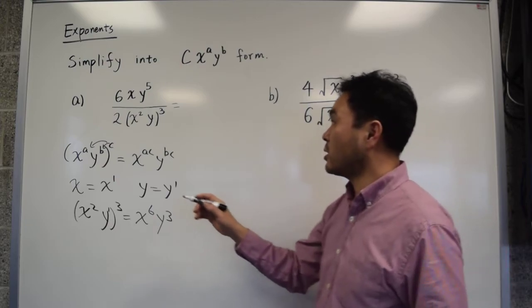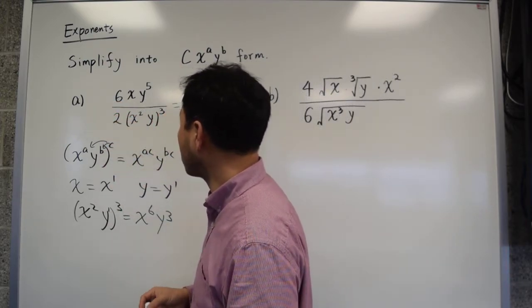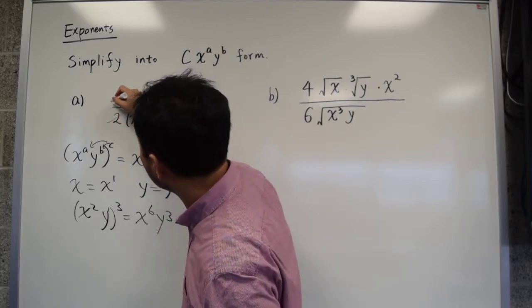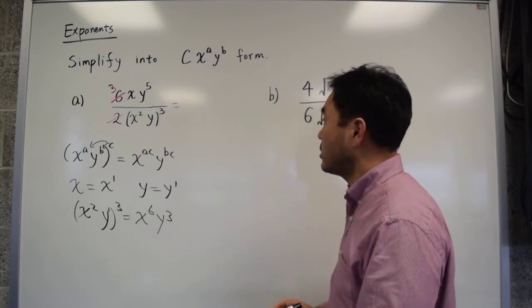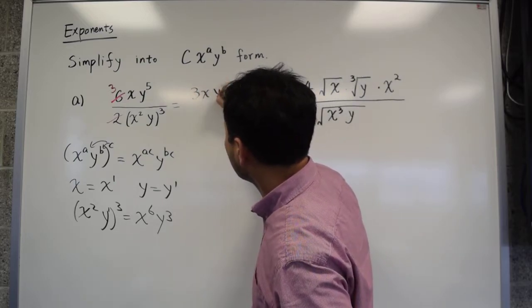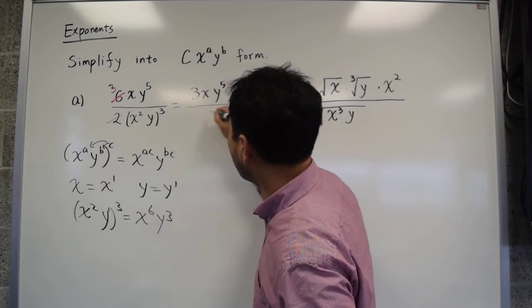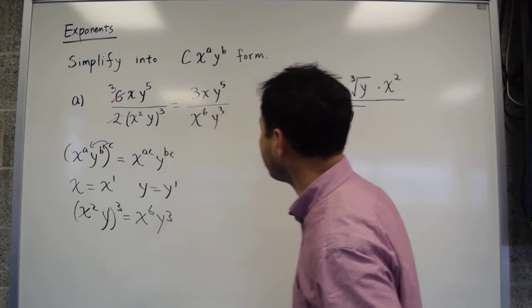And also, 6 divided by 2 is 3, right? Let's write that. This divides, and you get 3. And we have 3xy to the 5th power divided by x to the 6th power y to the 3rd power.